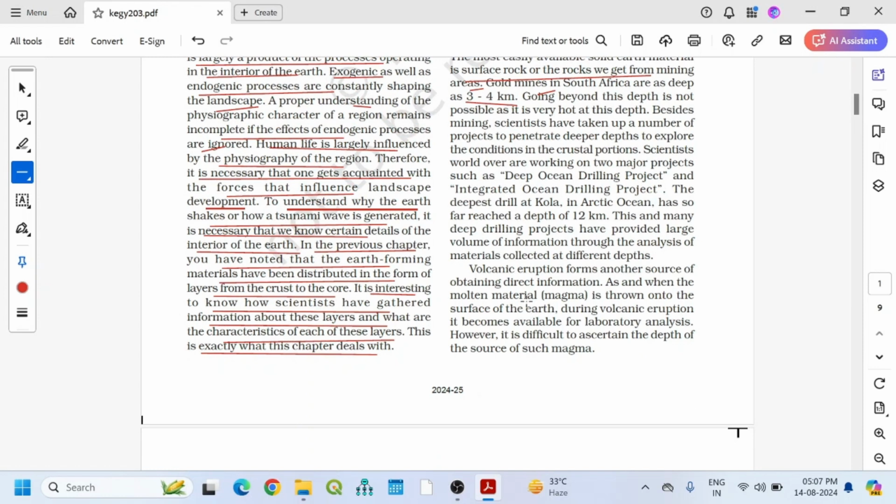Another one is deep drilling projects, deep oceanic drilling projects. Scientists have undertaken projects like the Deep Ocean Drilling Project and the Integrated Ocean Drilling Project to explore the Earth's crust by drilling deep into it. The deepest drill so far, at Kola in the Arctic Ocean, reached 12 kilometers. These projects provide important information by analyzing materials collected from various depths.